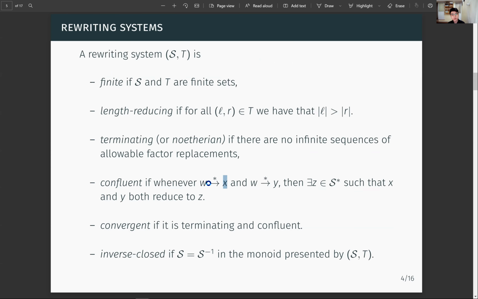So for example, this is a symbol here. It can denote one to many steps. With local confluence, we just need one, so an immediate step. We can just apply one rewriting rule to W, and if we obtain two different words, then by local confluence, they have to converge onto the same unique element.